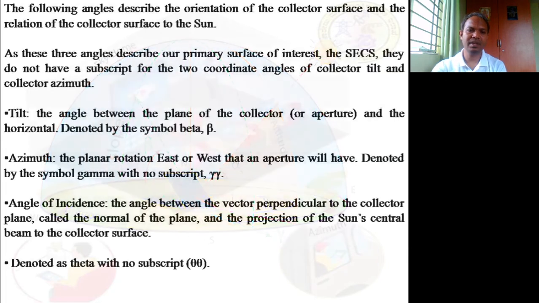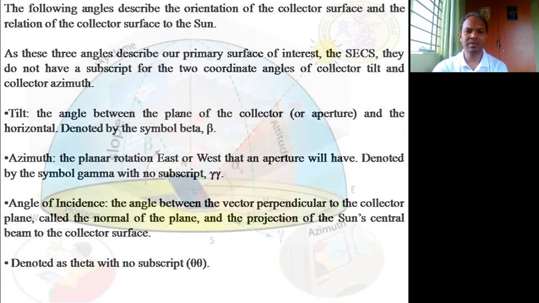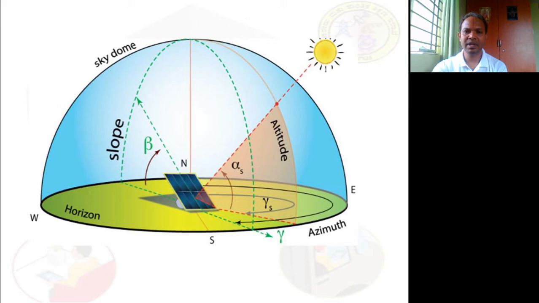Now if you consider the other angle, that is the azimuth angle. The azimuth angle is the planar rotation east or west that an aperture will have, denoted by the symbol gamma with no subscripts. Actually it's gamma only. Now you can see this azimuth angle, which is indicated by orange color. These are the solar radiations which are falling onto this with respect to the horizontal plane. Actually no, I'm so sorry, the azimuth angle is the one it is making with the horizontal surface. This is called the azimuth angle.